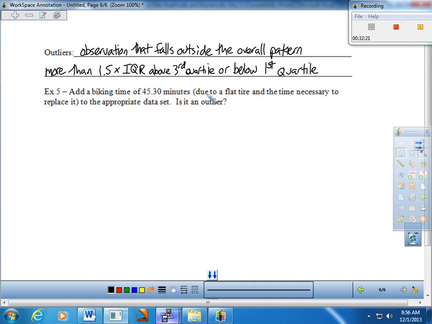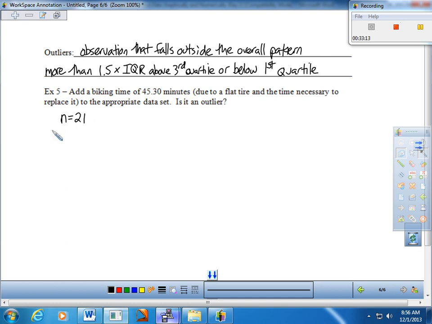So say I got a flat tire and had to fix my flat tire on the side of the road. Obviously that extended the time it took me to get back home. So 45.3 minutes due to a flat tire and the time necessary to replace it. I've added that to my data set. As a result, guys, now I have 21 values as opposed to 20. So in this case, I have 21 biking times.